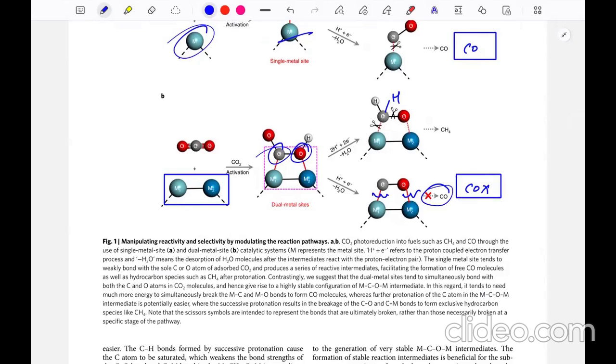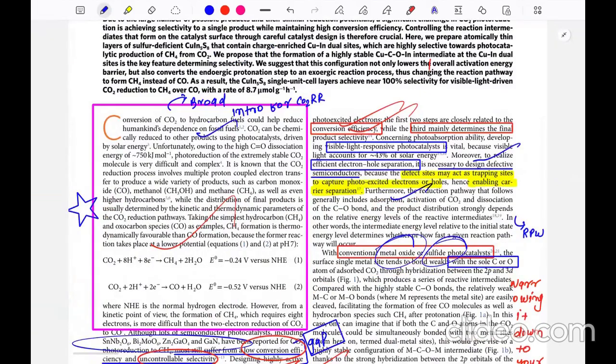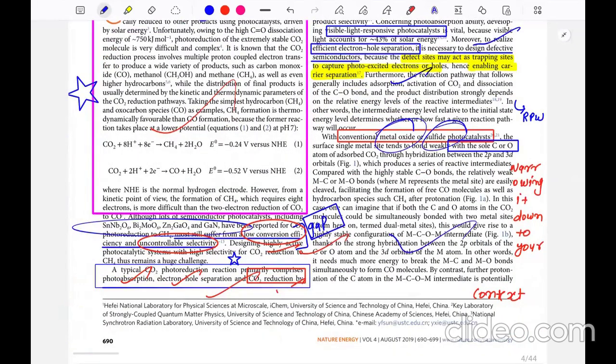And if this is the scenario, carbon as well as oxygen both are bound to two different metals, and then a successive protonation step will saturate the carbon atom, and this will lead to breakage of this bond, like weakening of this bond, and only this bond is kind of breaking. Then after that water will be released, and then CH4 will be released. So this is the general context of their paper. This is what they have discussed in this section.